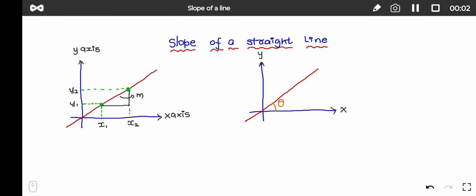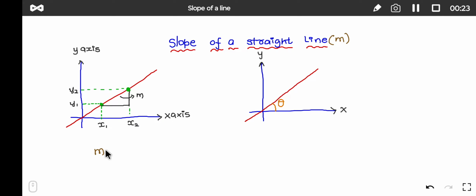Hello everyone. In this class we will discuss how to find the slope of a line, whether it is passing through any points or it makes an angle with the positive x-axis. So the slope of a straight line we denote as small m. We have two formulas to find a slope.